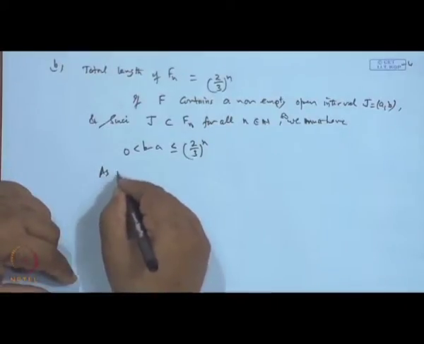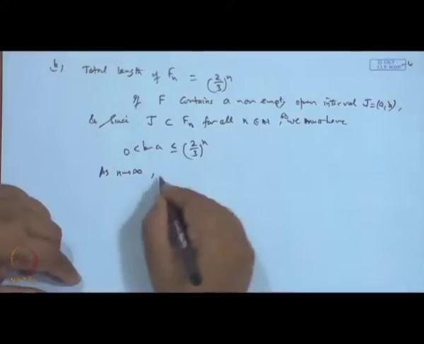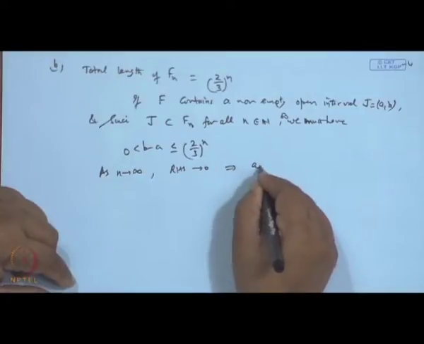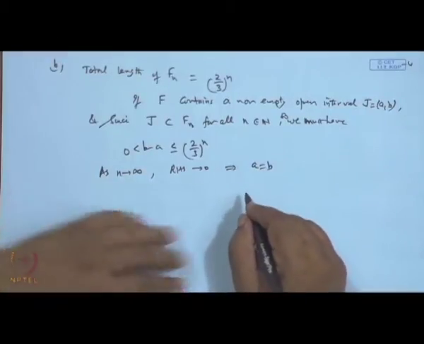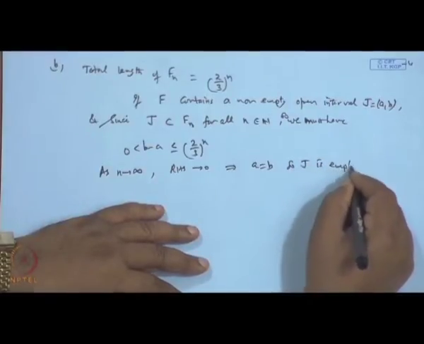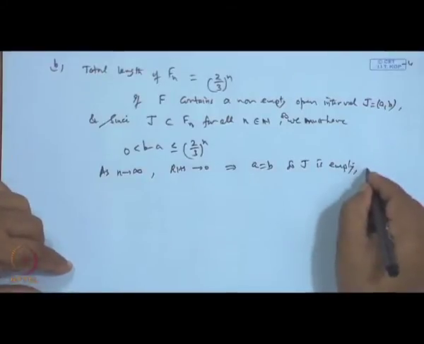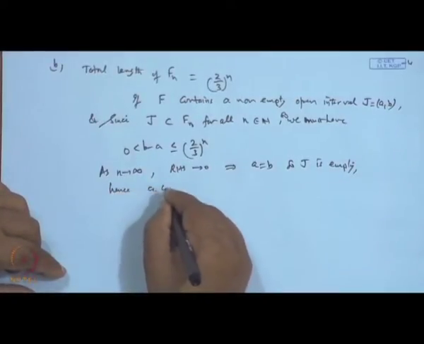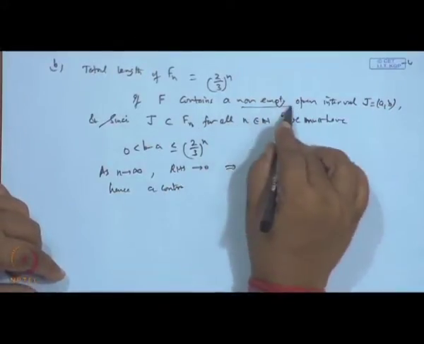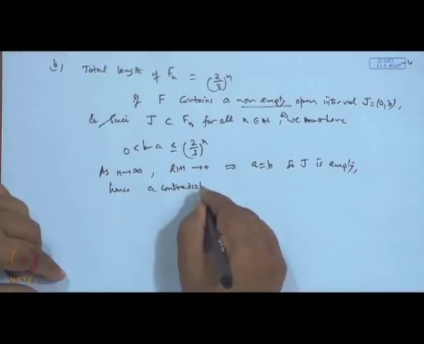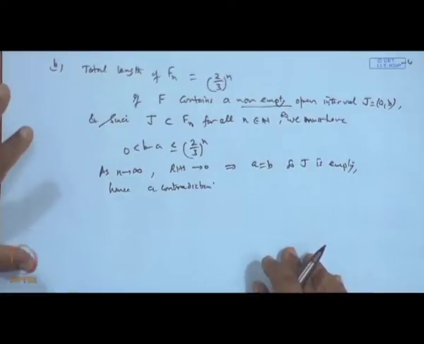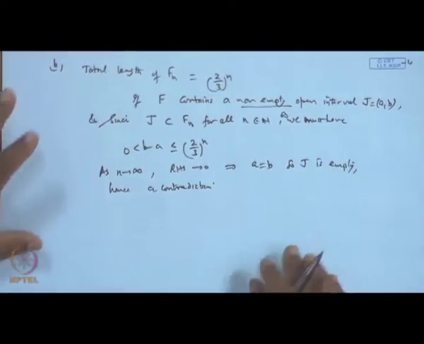But as n tends to infinity, the right hand side goes to 0. So this implies that a is equal to b. It means we do not get any intersection. So J is an empty set, hence a contradiction, because we assumed that F contains a non-empty open interval. Which is not true, contradiction. Hence, the Cantor set will not contain any non-empty open interval as a subset.